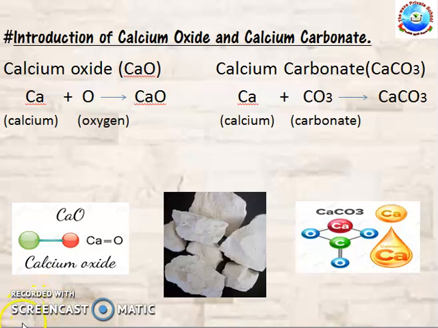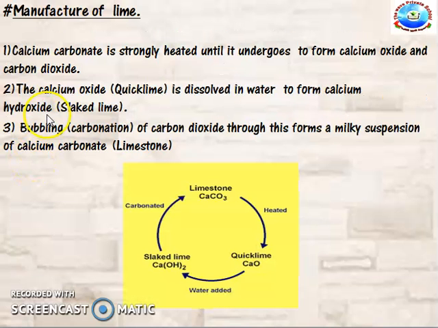Let us see now how is the manufacture of lime. Before I read this, let us have a look at this cycle. You know students, the water cycle, like it rains and then the water is stored in rivers and lakes and then it evaporates and then it forms into cloud. So you know the water cycle. Similarly, the manufacture of lime is kind of a cycle too.